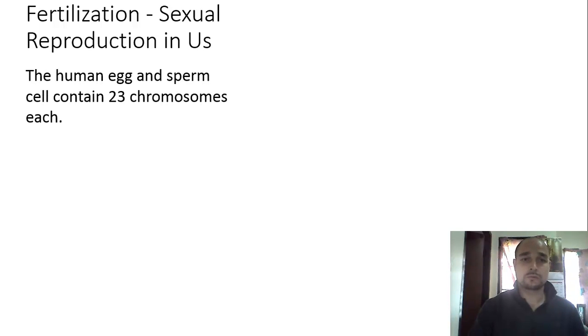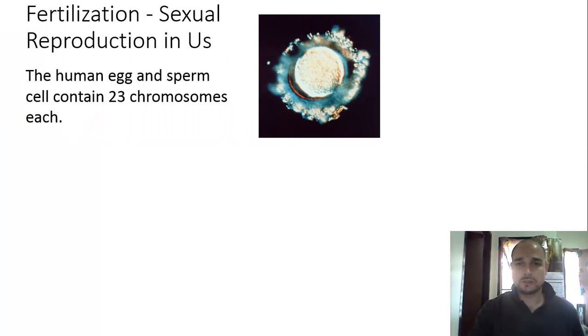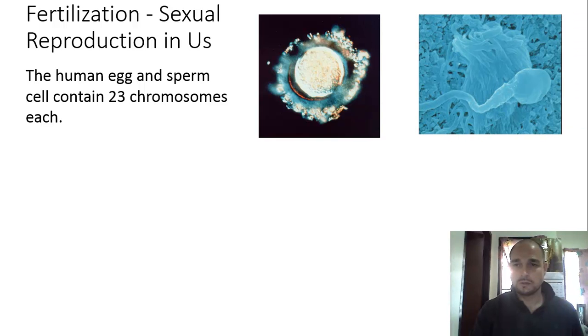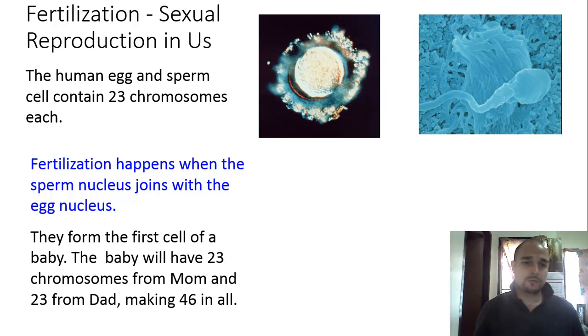Fertilization. Sexual reproduction in us. Alright. The human egg and sperm cell contain 23 chromosomes each. This is a picture of what? Egg or sperm. And there's the other one. Okay, fertilization happens when the sperm nucleus joins with the egg nucleus. They form the first cell of a baby. The baby will have 23 chromosomes from mom and 23 from dad, making 46 in all. Okay, now this is the number, 46 chromosomes, for humans. Different animals have different numbers.